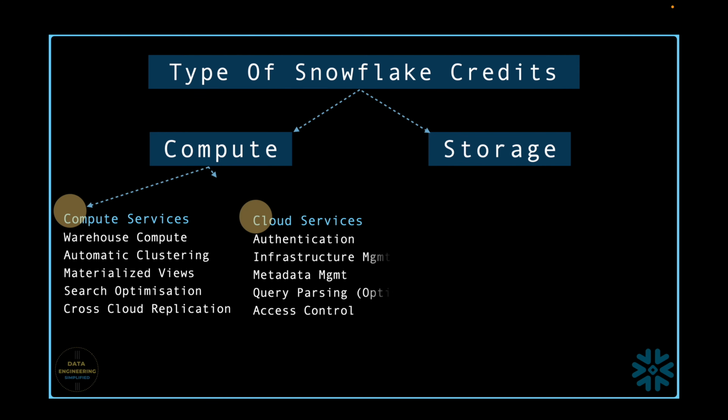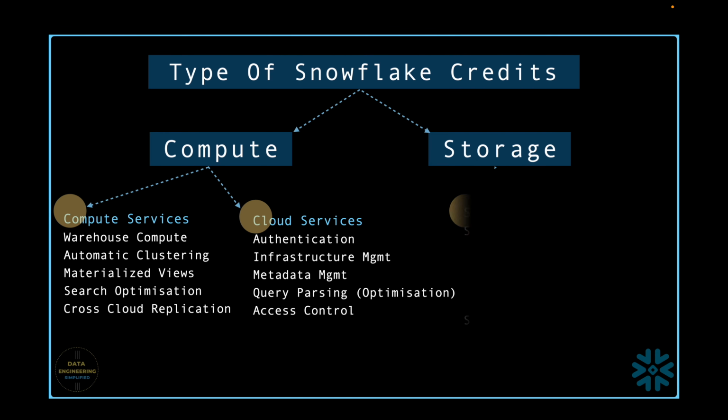The next category of compute service is cloud service, and if you pay attention, the list of activities performed by cloud services are authentication, infrastructure management, metadata management, query parsing and optimization, access control, and so on. For smaller Snowflake instances, the cloud service cost is very minimal. But if you manage a large Snowflake instance, all those SQL statements and UI navigation that don't need any virtual warehouse are also part of cloud service cost, and the cloud service cost could be noticeable.